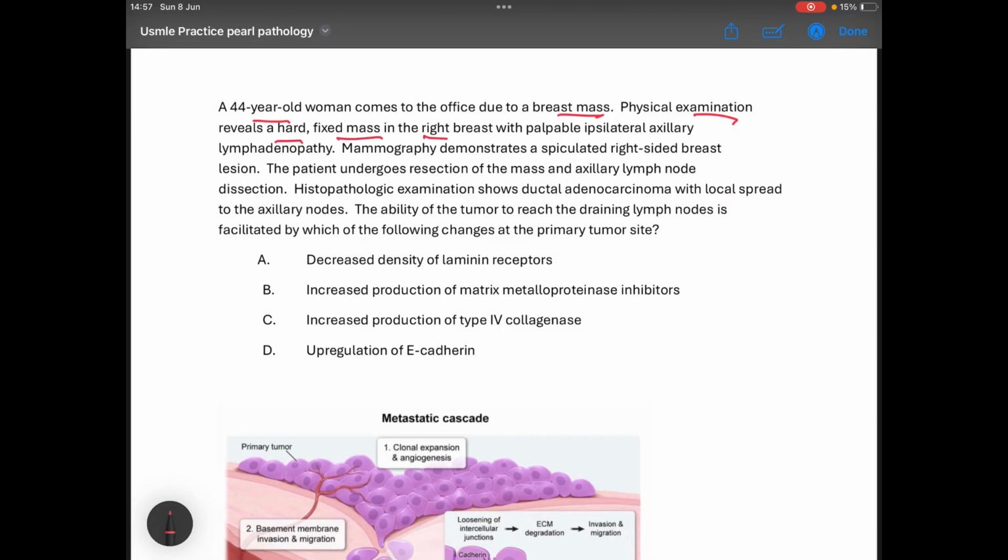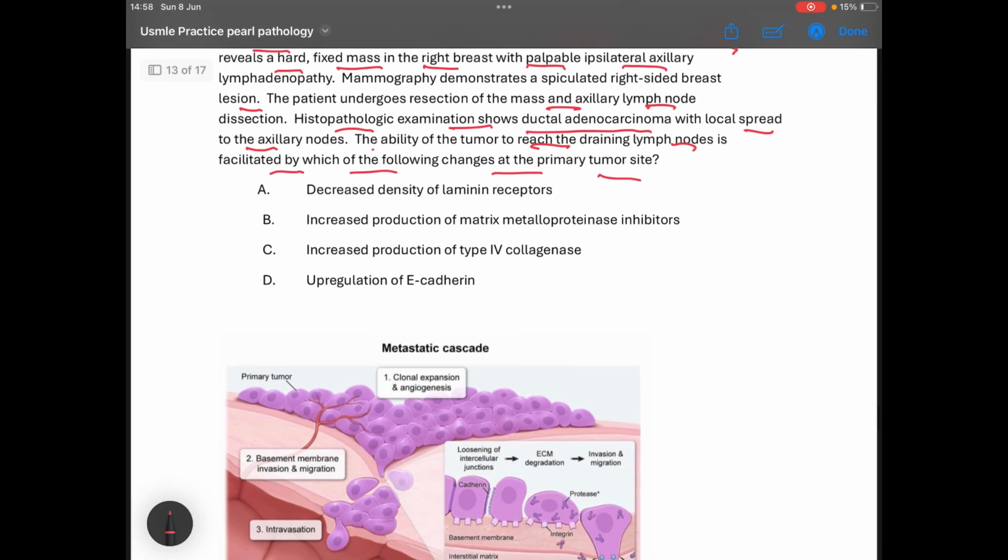With hard fixation in the right axillary lesions, the patient underwent dissection of a mass at the axillary lymph nodes. Histopathologic examination showed ductal adenocarcinoma with local spread to the axillary nodes. The ability of the tumor to reach and drain to lymph nodes is facilitated by the basement membrane breakdown at the primary tumor sites. Now, the main question you have to think about is breast cancer.